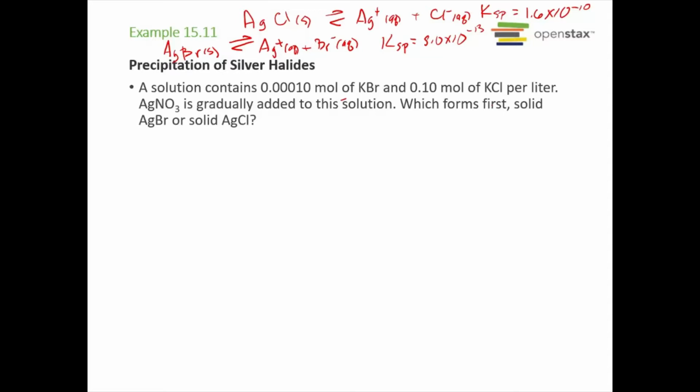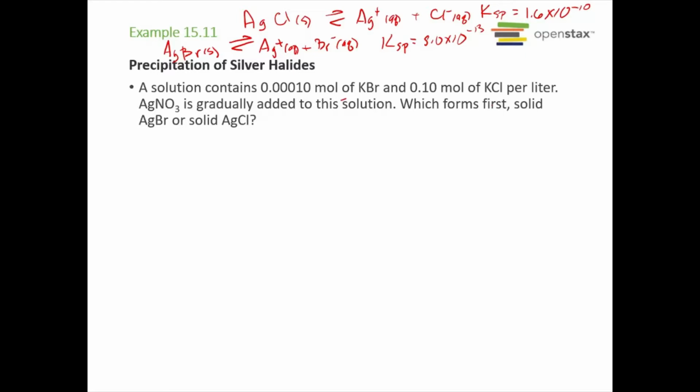All right. So we're going to have to calculate the silver concentration and figure out where everything starts. The salt that forms at the lower silver concentration is the one that precipitates first. Ugh, sometimes I have a hard time saying precipitate. It's one of my favorite words too.